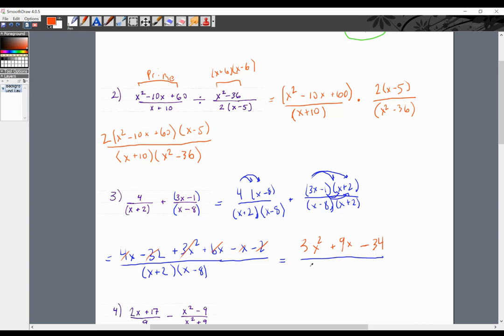So we can go ahead and let's FOIL this out here. So x times x, I got x squared. Okay. x times negative 8, I got minus 8x plus 2x, so minus 6x. And 2 times negative 8 minus 16. And that's it. That's number 3.